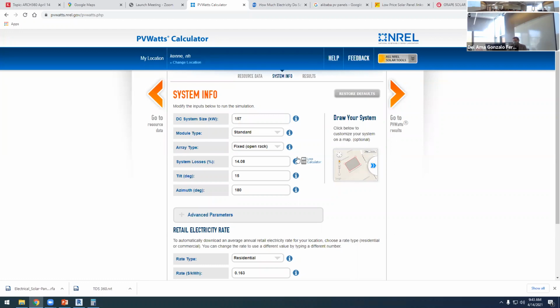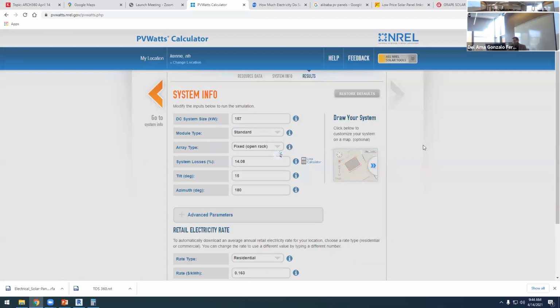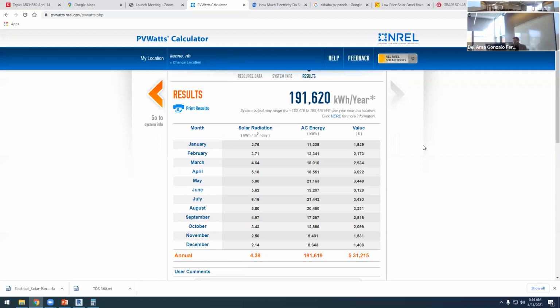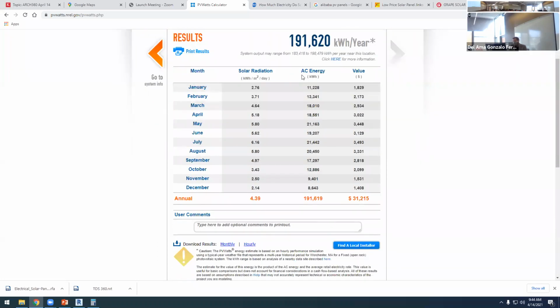So this is the DC system. This is system size, 157 kilowatts, standard, open rack, 15 degrees, 180. We click results. And what is the total AC energy? AC, we take into account the losses, it's 191.